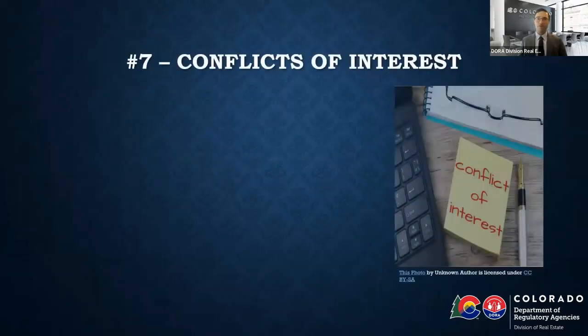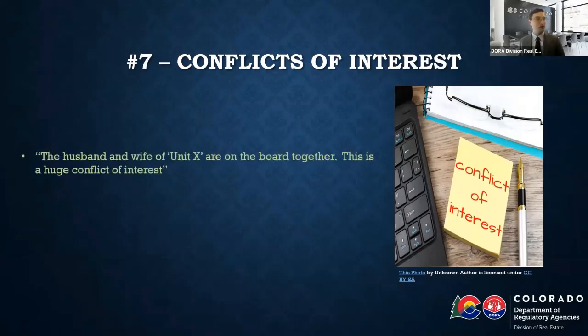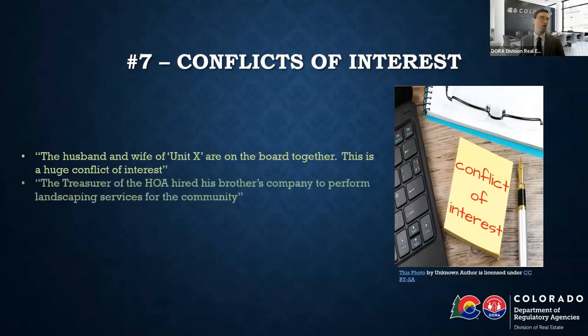Number 7, we have conflicts of interest. HOA governance policies require a conflict of interest policy to be in place under Kiowa. I believe it's section 209.5. Sometimes we receive complaints about potential conflicts of interest, and just to name a few: the husband and wife of Unit X down the street are on the HOA board together. This is a huge conflict of interest. Or the treasurer of the HOA hired his brother's company to perform landscaping services for the community. Just examples of potential conflicts of interest.